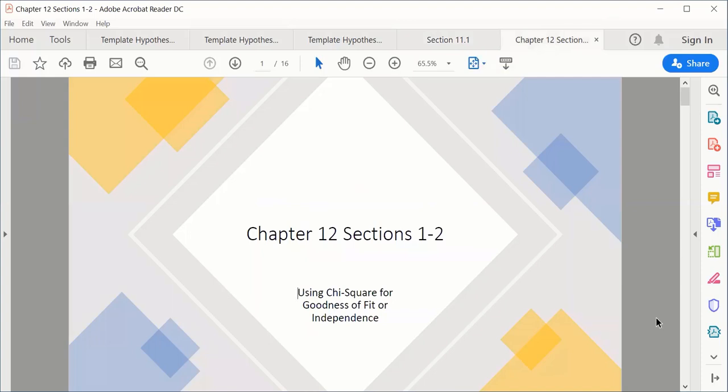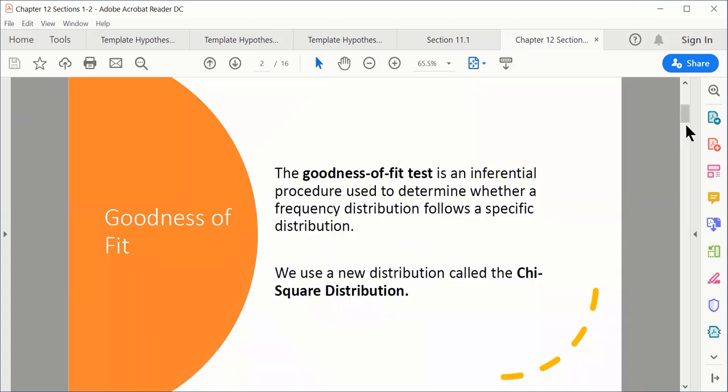So next we'll go into chapter 12, sections 1 to 2, using chi-square for goodness of fit, and then in 12.2, it's chi-square for independence. It sounds really complicated, but when you use StatCrunch, it's not really that bad at all because it does all the work for you. Okay, so let's look.